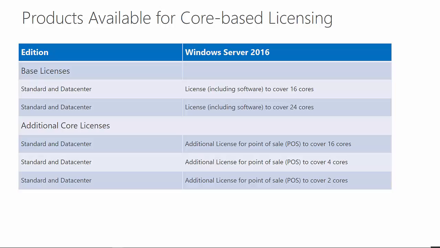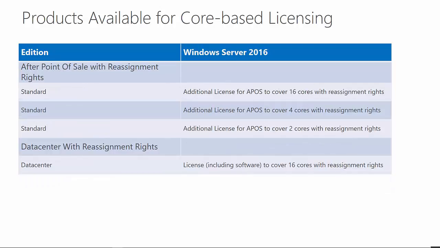Now once we start taking a look at the additional core licenses, let's just say that we had an 18-core server or a 20-core server. What we could do is buy that base 16-core license and then buy additional licenses out of these at the point of sale. So basically we stack the licenses until we've got coverage for what's required. So once again, in your typical single or dual proc environment, it's not going to be particularly complicated.